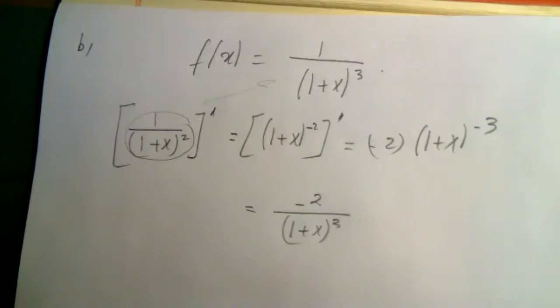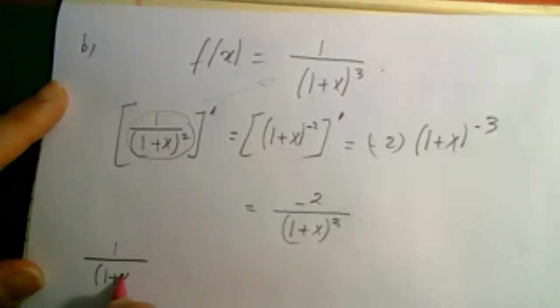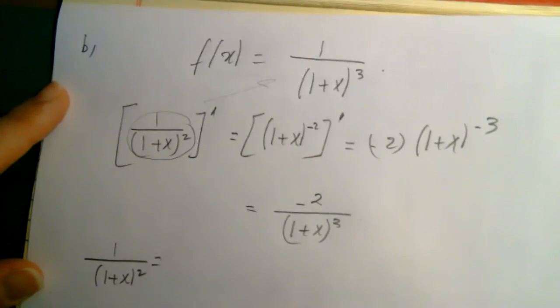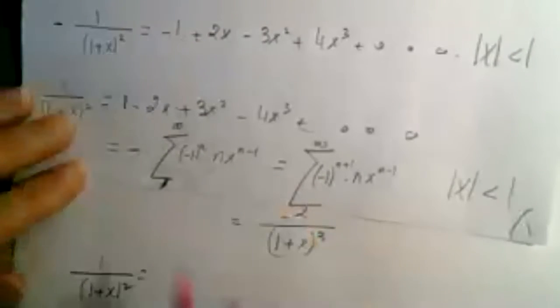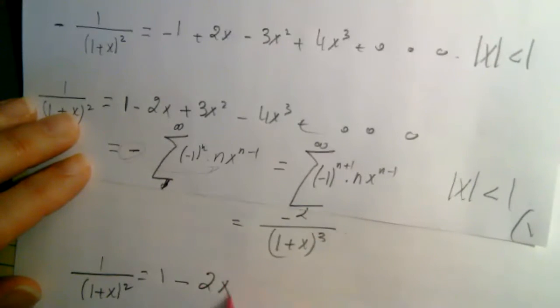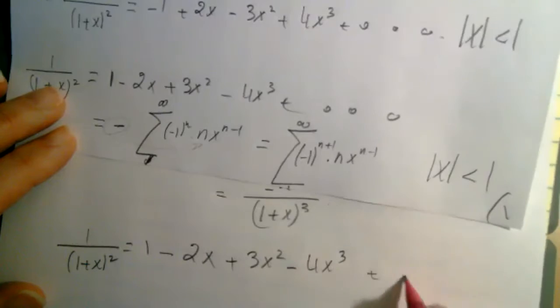So now I'm going to repeat the same process. I'm going to start with that one and write up its power series. I'm just going to write up the few terms; I will not go through the whole process. So this is going to be right there: 1 minus 2x plus 3x squared minus 4x cubed, etc.